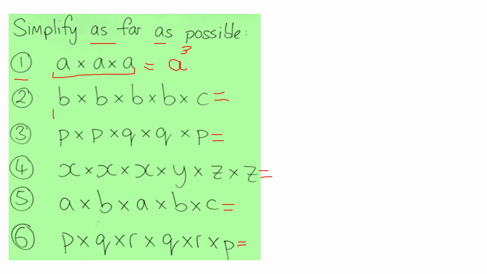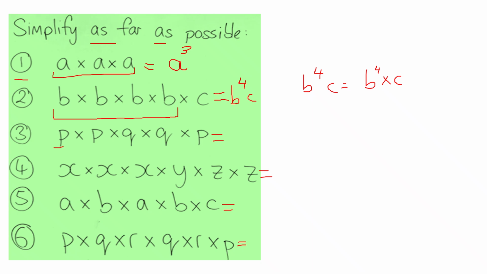Next up, we got b times b times b times b times c. Well, b times b times b times b is b to the power of 4. Then we times it by c, so I'm going to tag on the c at the end. So we get b to the 4, c. Okay, notice that we don't put a little times sign, but b to the 4, c just means, if you're wondering, b to the 4 multiplied by c. We don't bother writing the times sign, okay?